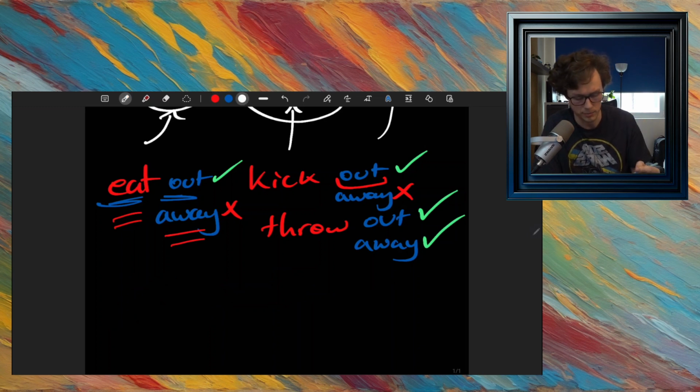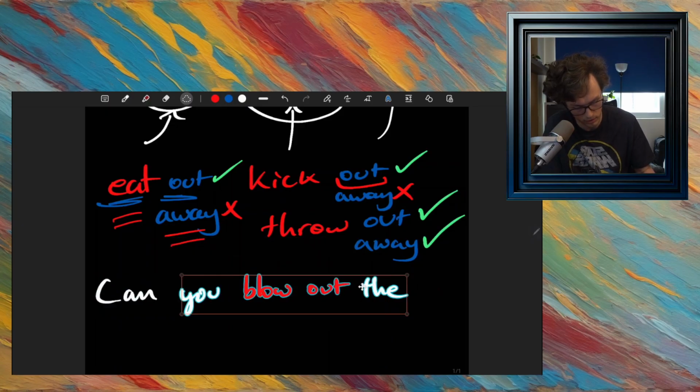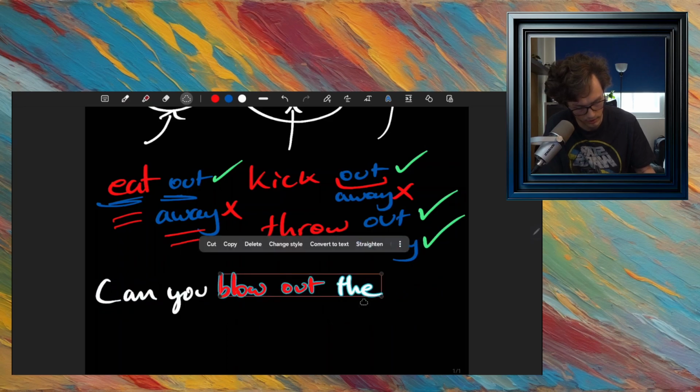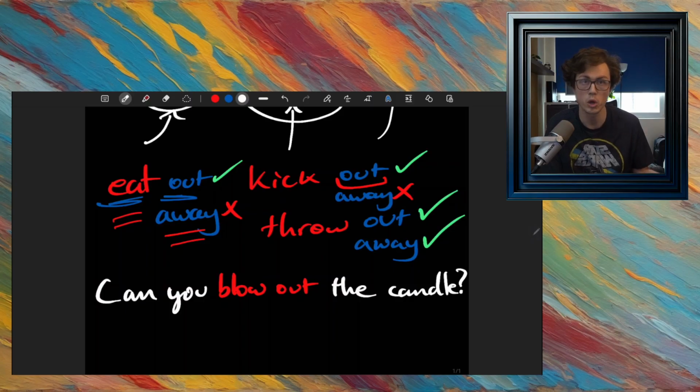I will also say that something that's annoying about phrasal verbs is they can appear in different parts of the sentence. So just be aware of that, right? So the example I like is, can you blow out the candle? Let me move this around a little bit. Let's make it a little bit tighter. Here we go. Can you blow out the candle? Totally normal question. That means to blow on a candle.